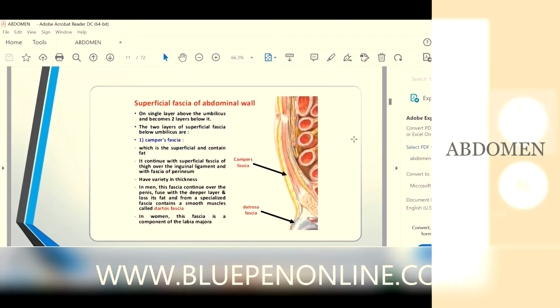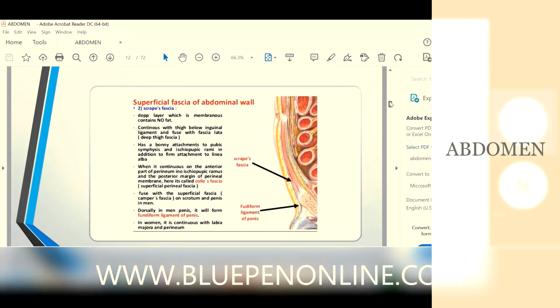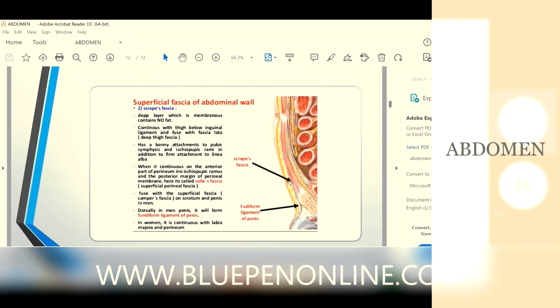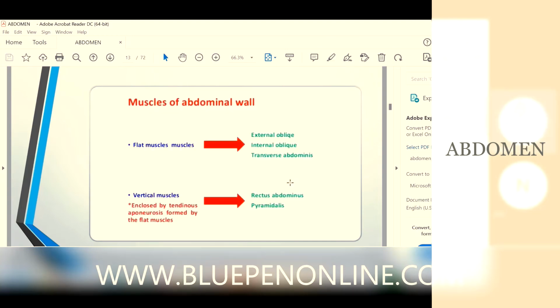So first we study the superficial fascia. What does superficial fascia mean? It is a single layer above your umbilical region, and it becomes 2 layers below it. The 2 layers of superficial fascia below the umbilicus are, one, Camper's fascia, which is superficial and contains fat. And next is Scarpa's fascia, which is a deep layer that is membranous, but there is no fat. Did you see Camper's fascia here? Yes, ma'am. And here you can see Scarpa's fascia. So these are the 2 fasciae.